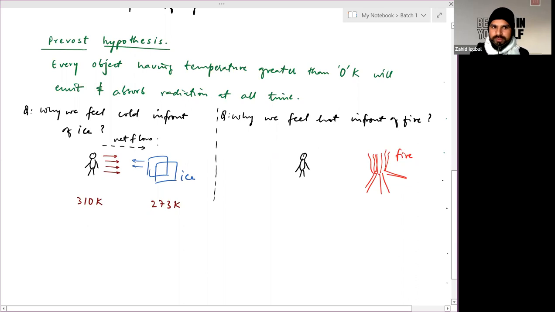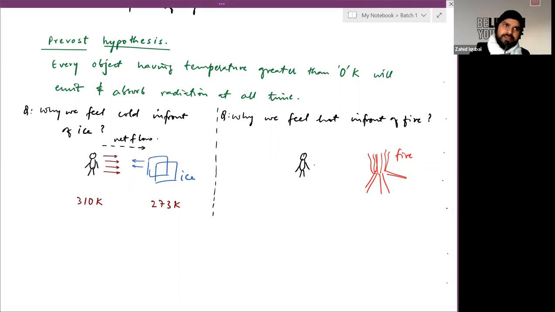This net flow of radiation will tend to decrease the temperature of our body, but we are warm-blooded, so we can't change our body temperature. But due to this impact, the thermal energy of our body may decrease, which makes us feel cold. Is it clear? Yes, sir.